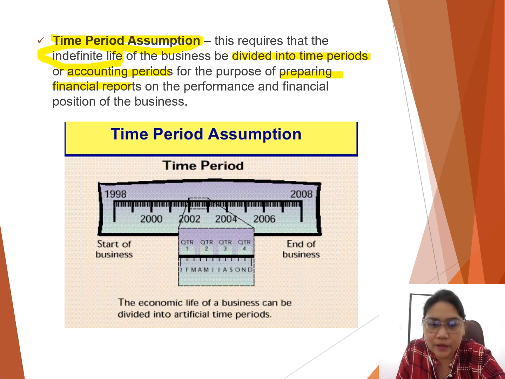For example nito, from 1998 to 2008, ito yung start ng business, 1998, end of business, 2008. Ngayon, yung daw economic life ng business, dinidivide siya into artificial time periods, which is mostly, lang yan 1 year or 12 months. Parang buhay din ng tao, di ba? I-relate natin sa buhay natin. We have indefinite life. Okay, like I mentioned earlier, we don't know. We know that our life will end, but we don't know when it will end. But then, every year, we celebrate our birthday, di ba? Every year yan.